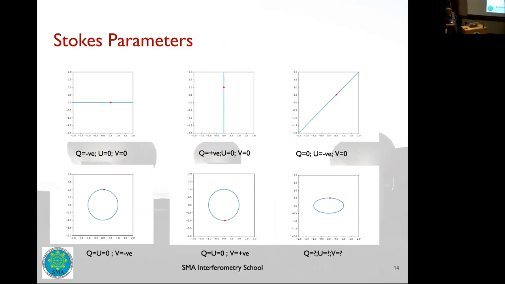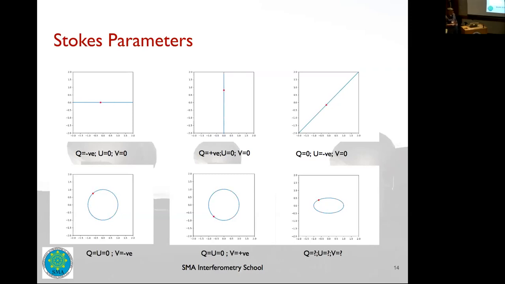And so the Q and U axes are not orthogonal to each other because there's a factor of two in the angle. So U positive and Q equals 0 is an axis at 45 degrees. And U is negative in this case. And if you were to flip the other axis, you would get U positive. So this is something to remember. It's orthogonal, but there's a factor of 2.